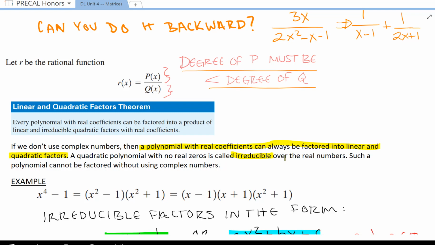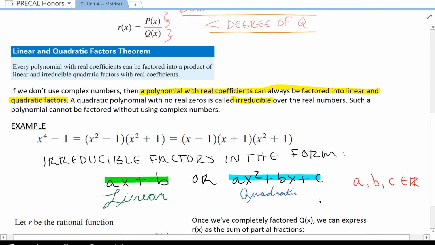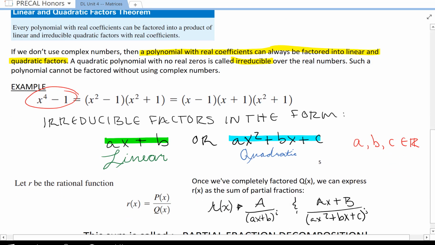For example, if x to the fourth minus 1 was Q of x, then we would need to factor it completely. And you can see that its irreducible factors are here. You have a linear factor and an irreducible quadratic factor. Irreducible factors come in the form of linear or quadratic, and A, B, C must be members of the set of real numbers.